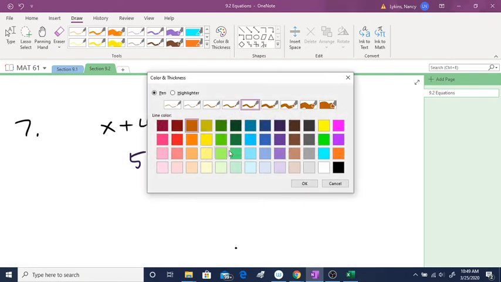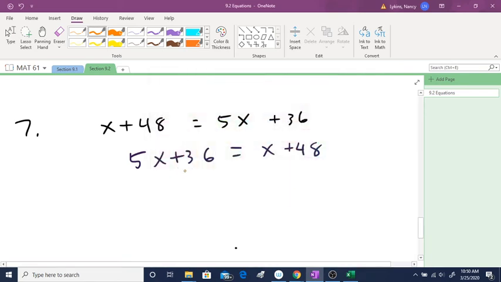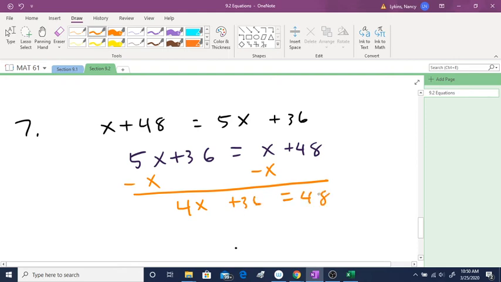Now what I'm looking at is, what is the more positive number? In this case, it's this 5x. Since the x on the right side is positive, I'm going to subtract it on both sides. Now I get 4x plus 36 equals 48.